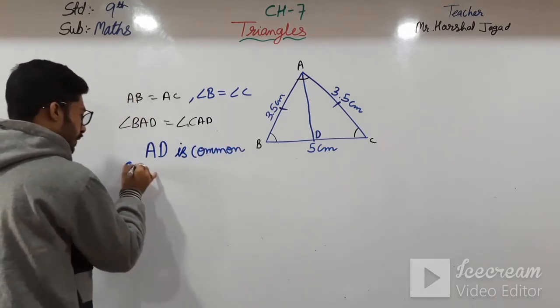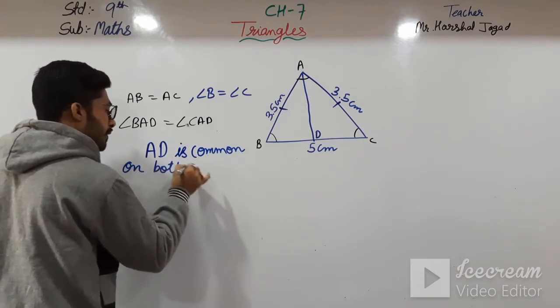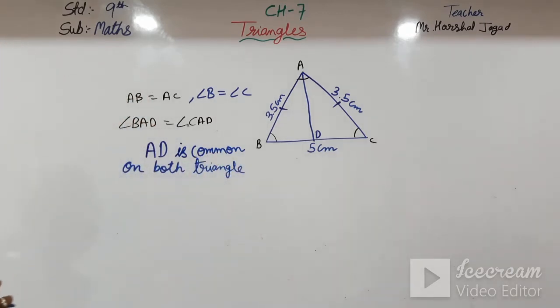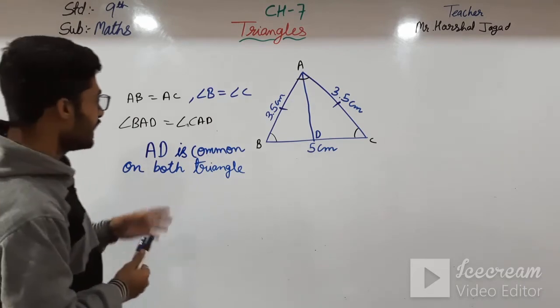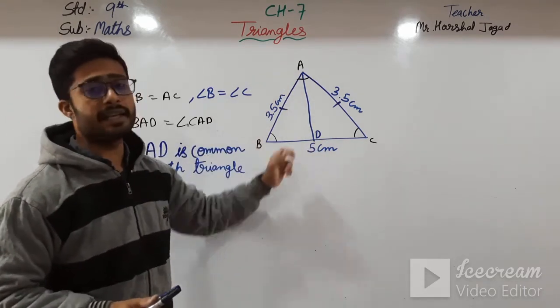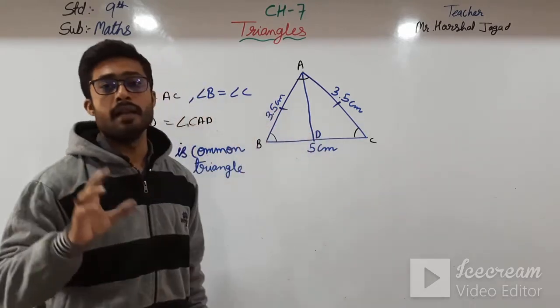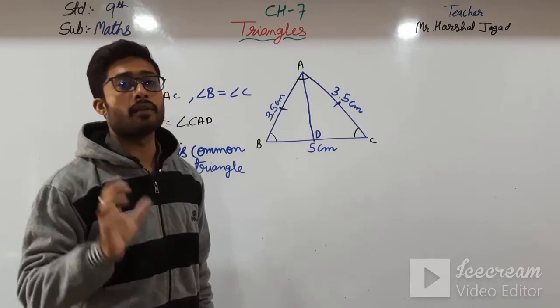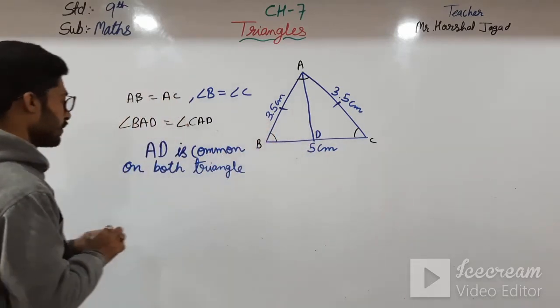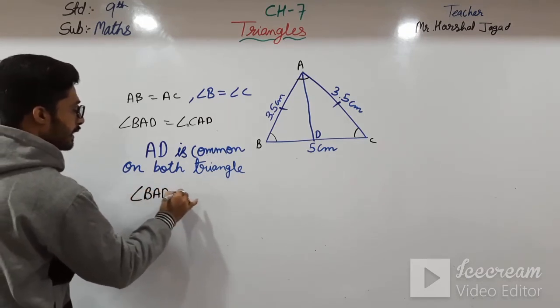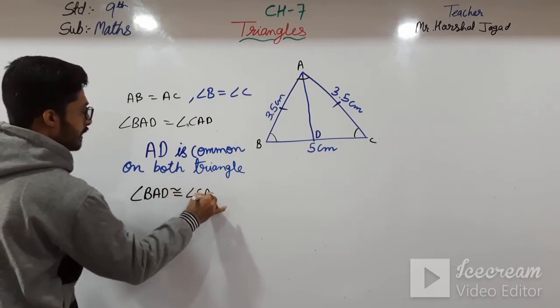Common on both triangles. Okay, AD is common. And then we can see that triangle BAD and triangle CAD are congruent to each other, which means they are equal in angle, size, and in all things. So I can write triangle BAD is congruent to triangle CAD.